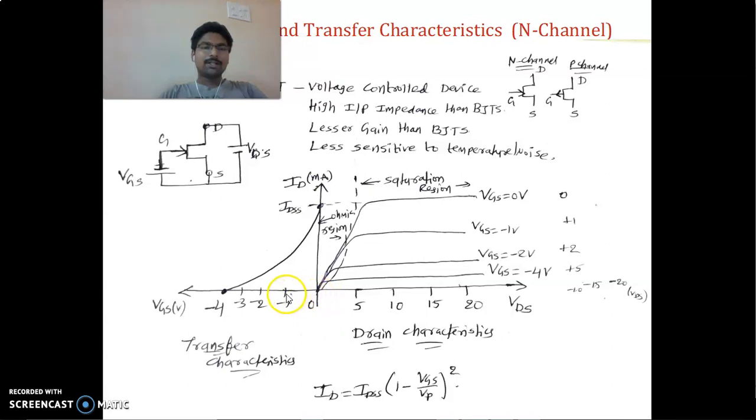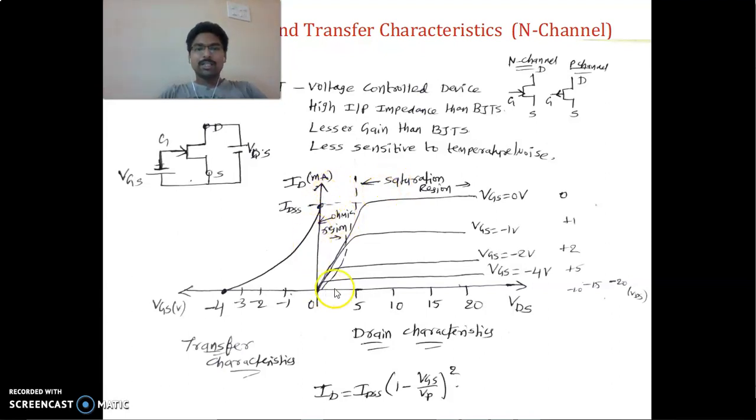What happens to the drain current if you increase the VGS voltage, negative voltage? The drain current decreases from the drain saturation current IDSS to the pinch off. At pinch off voltage, the current is going to be reduced to 0. Here the drain current equation is ID is equal to IDSS into 1 minus VGS by VP whole square, where VP is the pinch off voltage. This is for N channel FET characteristics.